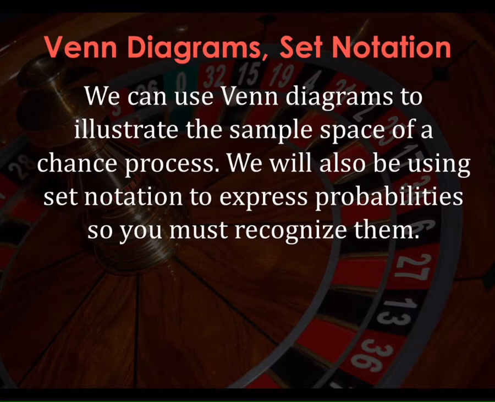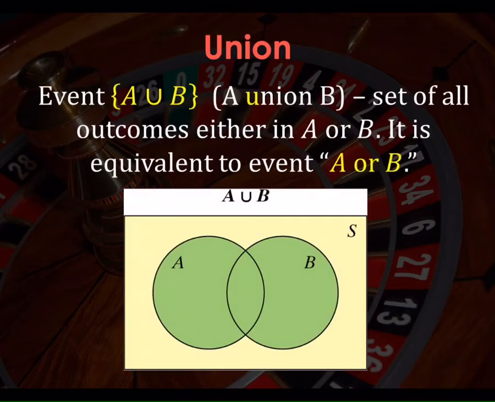So we're going to use Venn diagrams to illustrate the sample space of a chance process. We will also be using set notation to express probabilities, so you'll need to learn the symbols and what they mean. So the first concept is the idea of a union of two events. And you see that little round U thing, that basically means union. So you would say this as A union B. This is the set of all outcomes in either A or B.